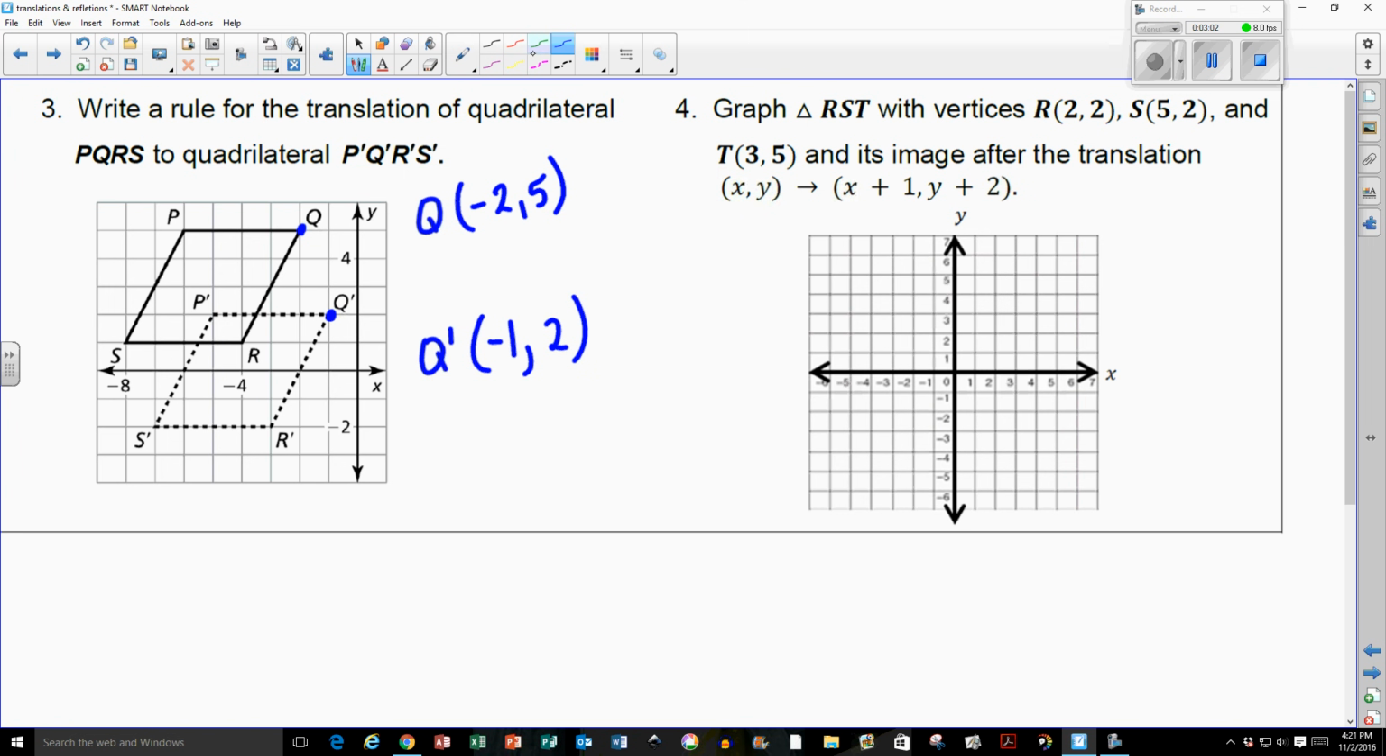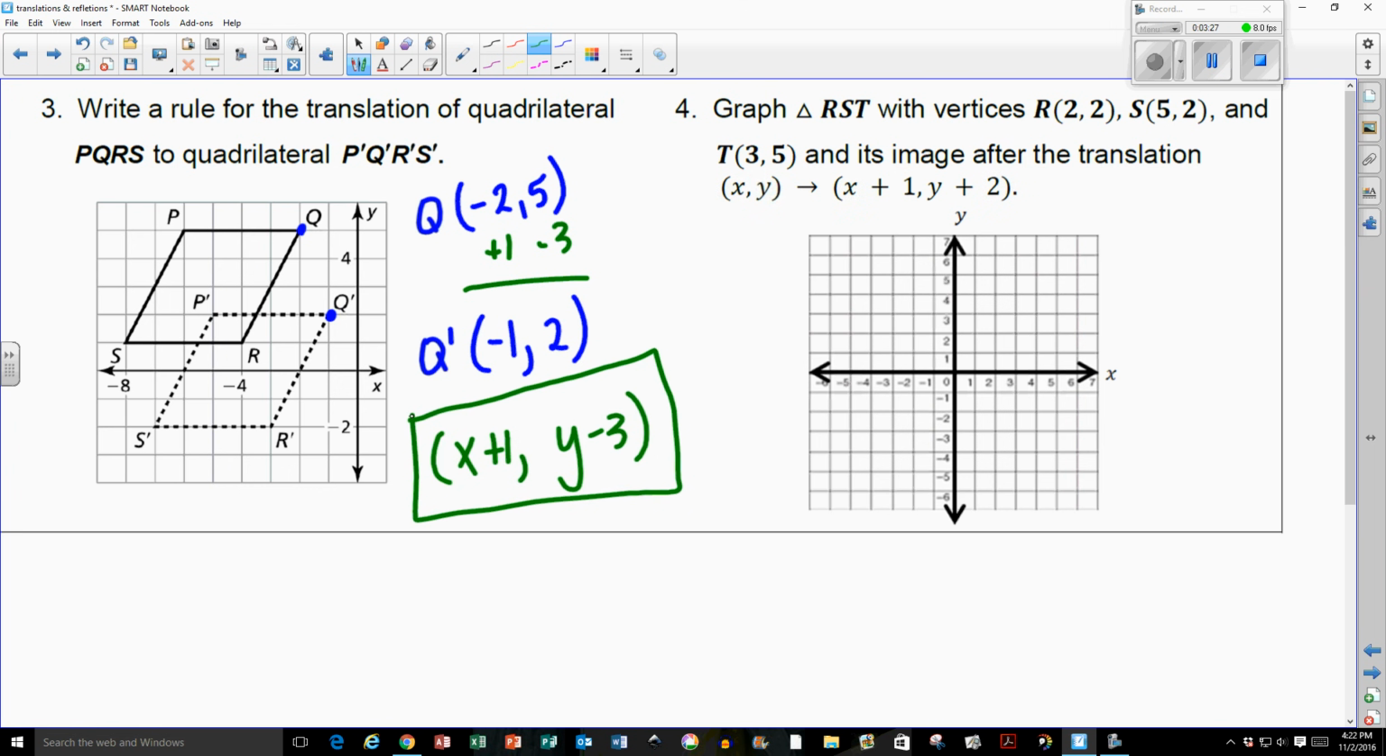So basically what I need to do is figure out, well, what happened? How did I go from negative 2 to negative 1? So if I was at negative 2 and went to negative 1, I added 1. And to go from 5 to 2, I had to subtract 3. So the rule is to add 1 to my x's and subtract 3 from the y's. So this would be your rule. This would be your translation.